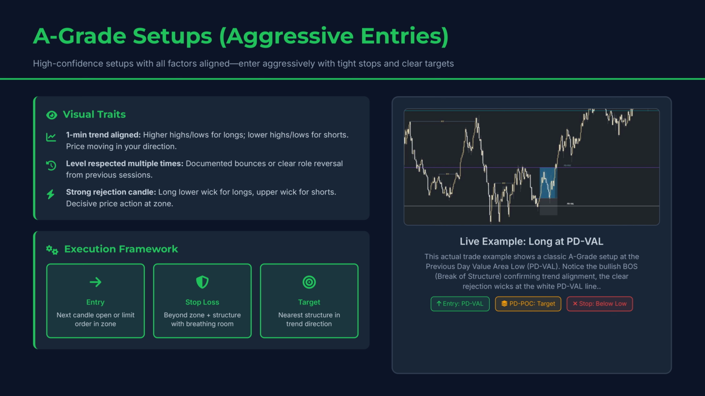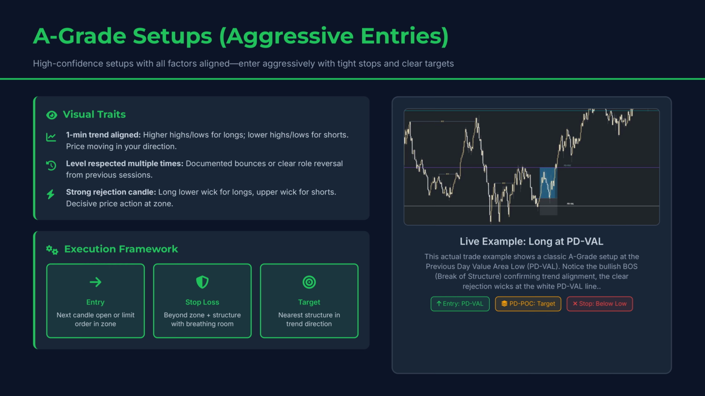Trend aligned, level has documented history of being defended within the zone, strong rejection candle even though it didn't touch perfectly. You enter long on the next candle, perhaps at 65.02. Your stop goes below the value area low zone and beneath the swing low that protects it, maybe at 64.90.